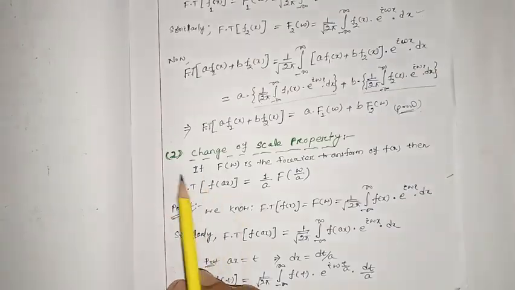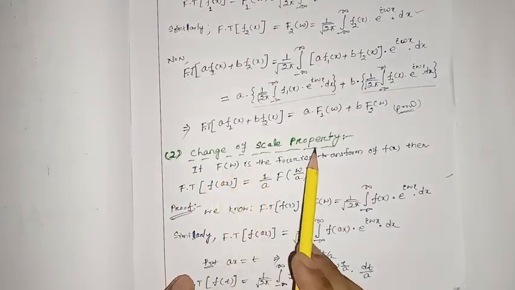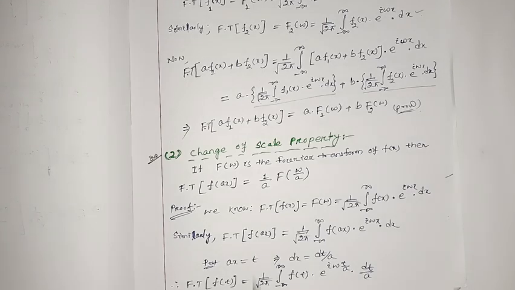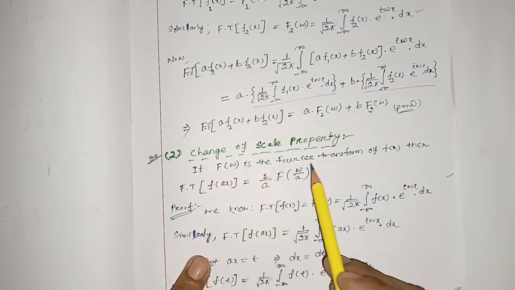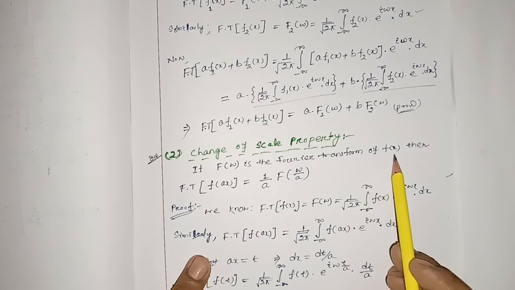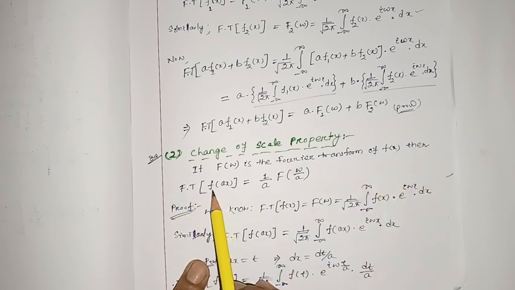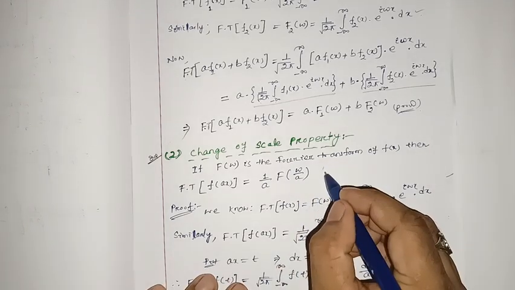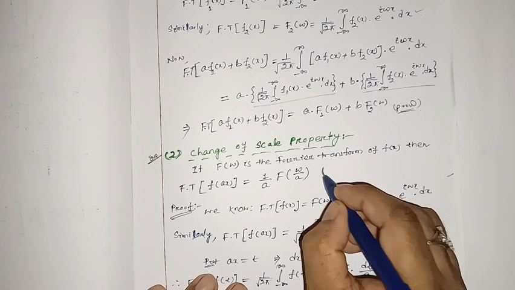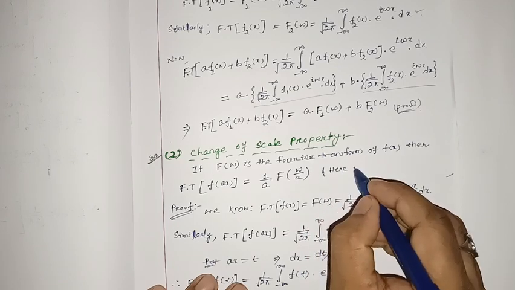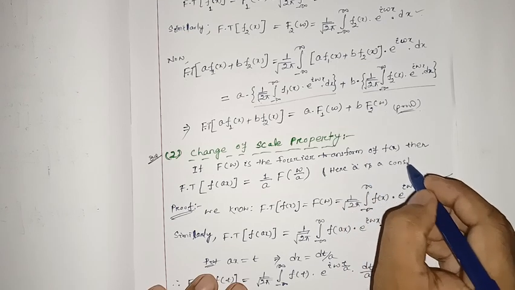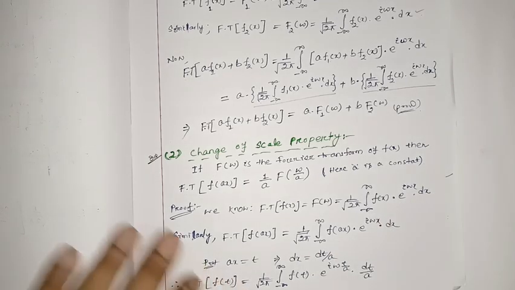Now we are going to go for the second property, the change of scale property. This is very important for your exam. If F(omega) is the Fourier transform of a function f(x), then the Fourier transform of f(ax) will be equal to 1 by a times capital F of omega by a. Here a is an arbitrary constant. So this much we have to prove.